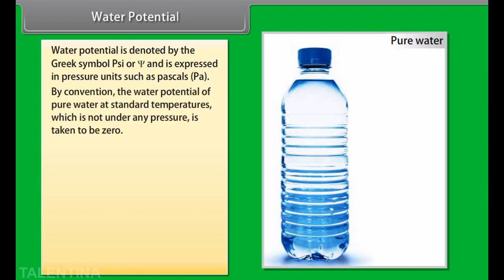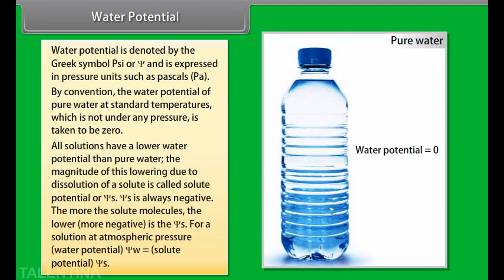By convention, the water potential of pure water at standard temperature, which is not under any pressure, is taken to be 0. All solutions have a lower water potential than pure water. The magnitude of this lowering due to dissolution of a solute is called solute potential. Solute potential is always negative. The more the solute molecules, the lower is the solute potential. For a solution at atmospheric pressure, water potential is equal to solute potential.